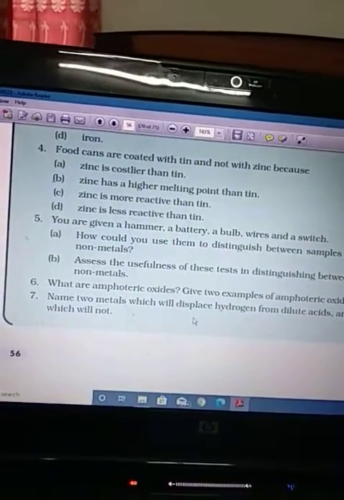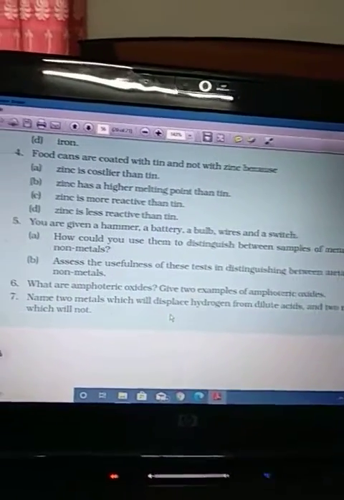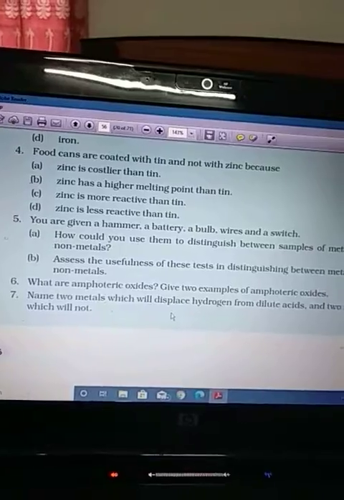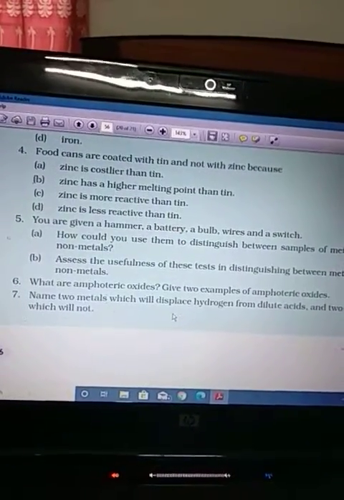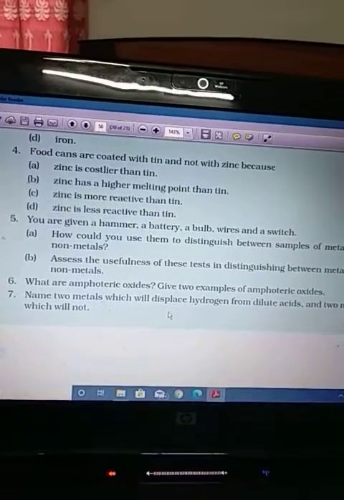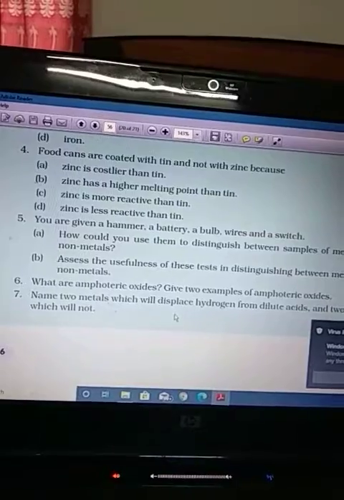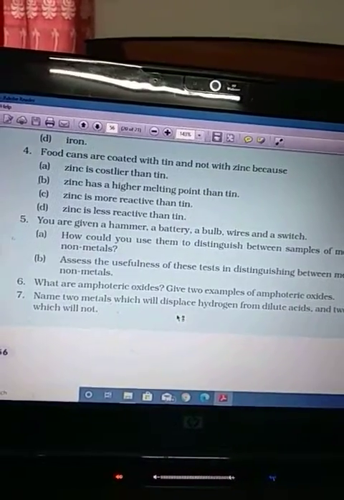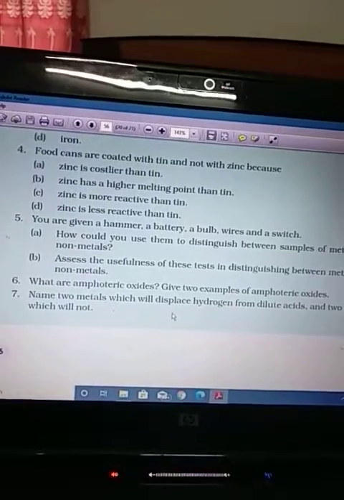Now, B part of this question: assess the usefulness of these tests in distinguishing between metal and non-metal. We know on hammering, metals spread in the form of sheets and non-metals are brittle. So we can say metals are malleable and non-metals are not malleable, and they are brittle on hammering.